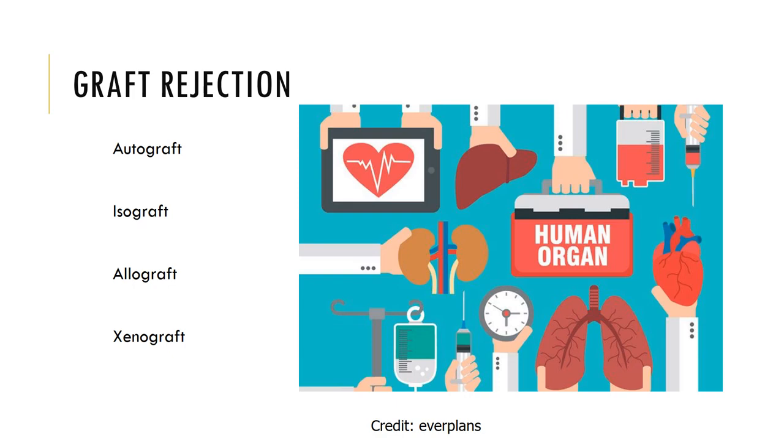An autograft is a tissue from the same person. An isograft is a tissue from a genetically identical twin. An allograft is tissue from a non-genetically identical person. And a xenograft is when tissues are used from organisms of different species. This concludes our overview of the lymphatic system and immunity.